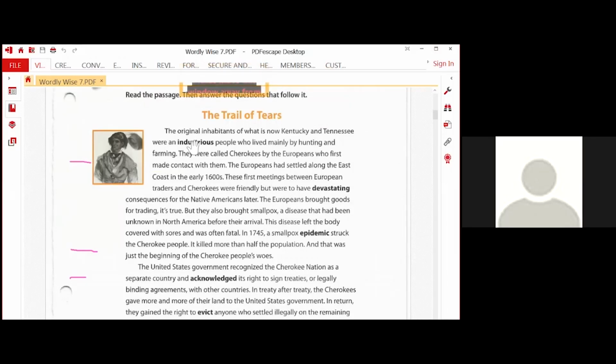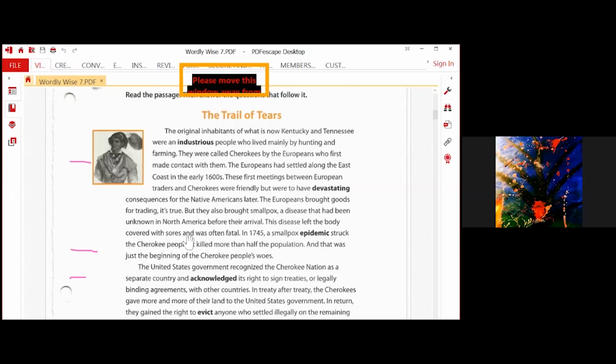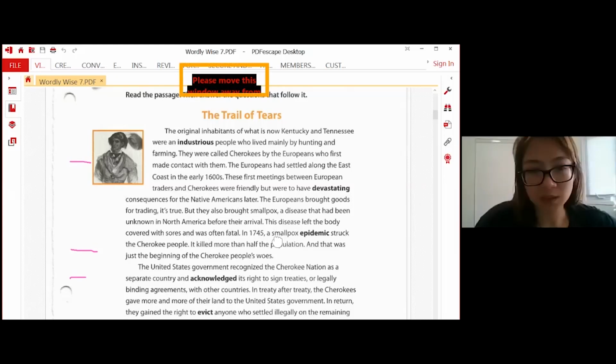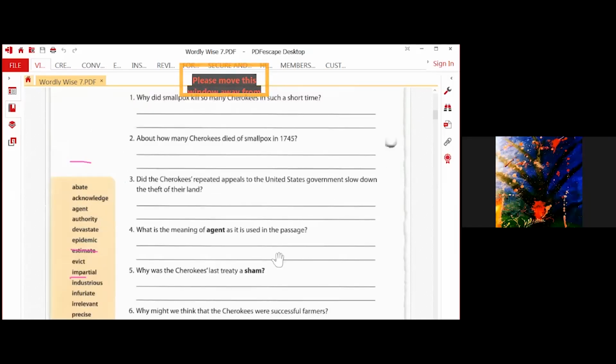Oh yes, they were industrious people who lived mainly. Yes. So industrious, done. Sham, done. Epidemic, done. Agent, done.